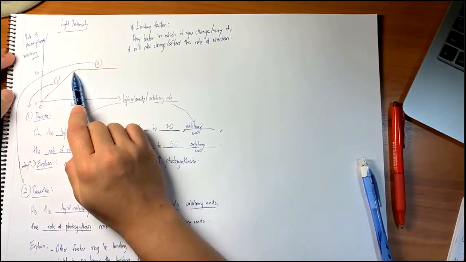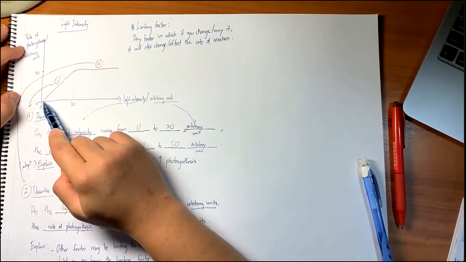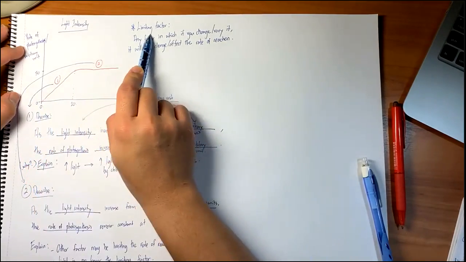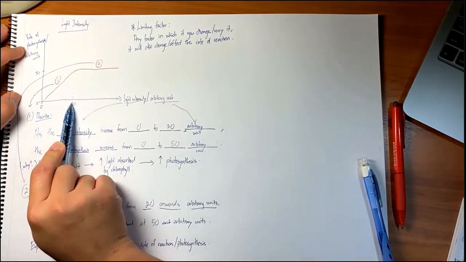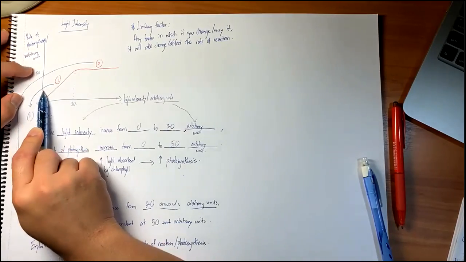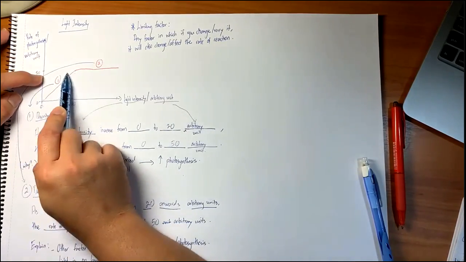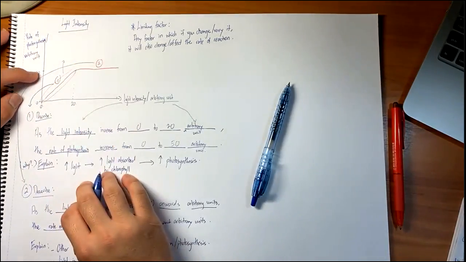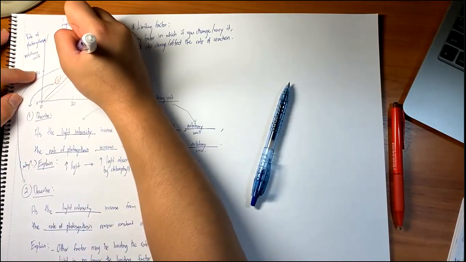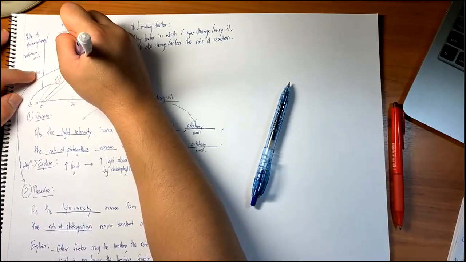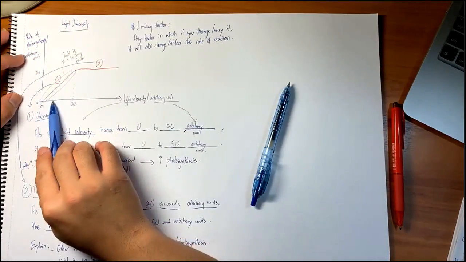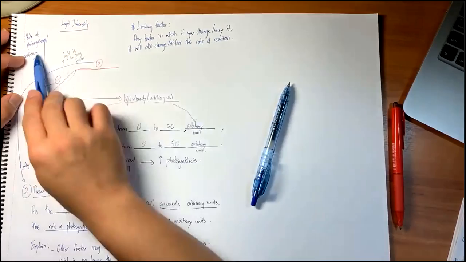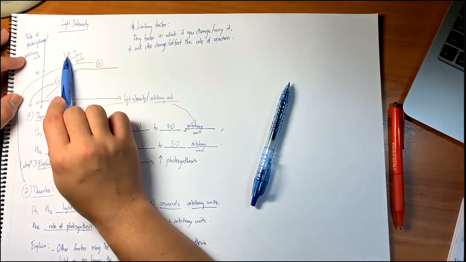So if you go back to this graph here, if we change the light intensity, it also changes the rate of photosynthesis. So which means in this case, which is the limiting factor? Light is limiting. Because if we change the light, we also change the reaction, the photosynthesis. So in this case, light is the limiting factor.